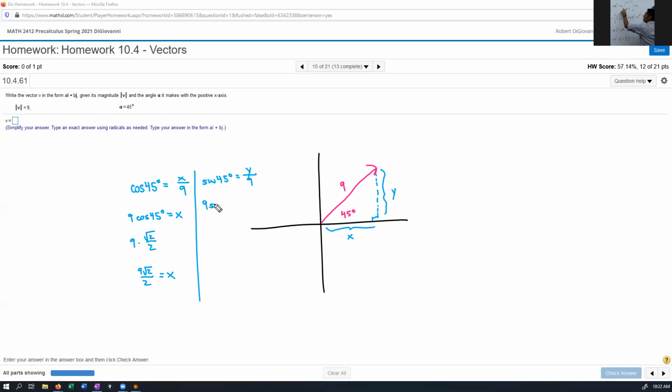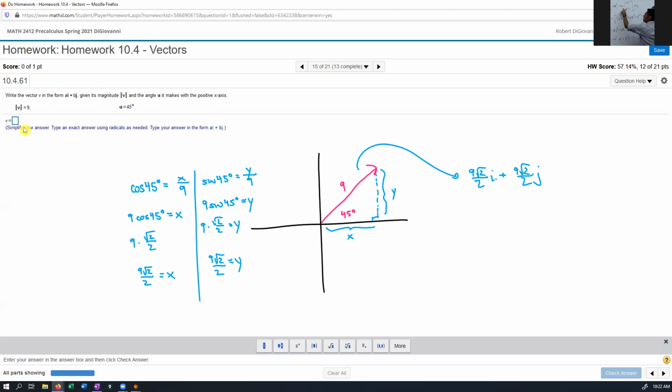We multiply both sides by 9. We get Y, and sine of 45 degrees is also root 2 over 2. So we get the same answer, 9 root 2 over 2. And that's our Y. So that means we can rewrite this vector as 9 root 2 over 2 I plus 9 root 2 over 2 J. Let's try it. 9 square root of 2 over 2 I plus the fraction 9 square root of 2 over 2 J.